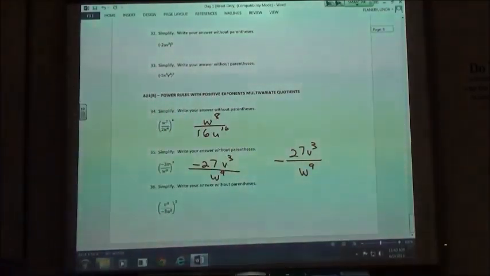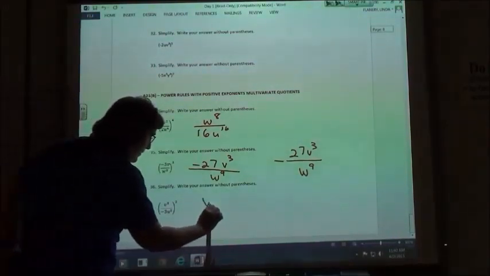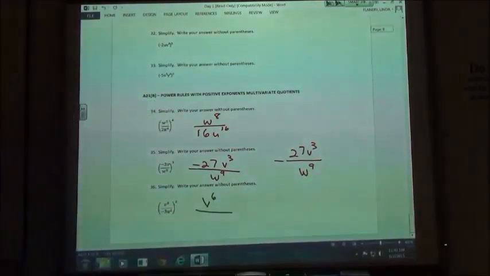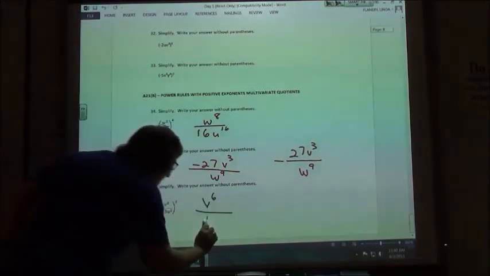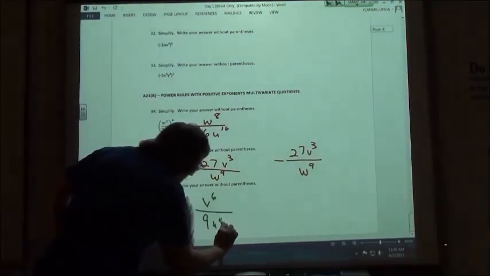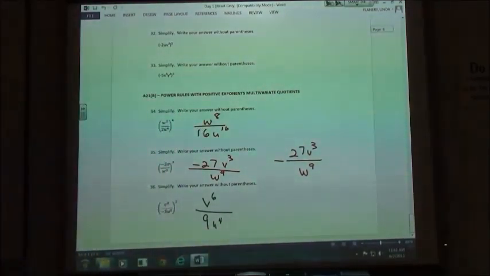And the last one on that page, if I take v cubed and square it, I would get, you guys quit on me. Negative 3 squared is 9. And u squared is u to the 4th. So v to the 6th over 9, u to the 4th power.